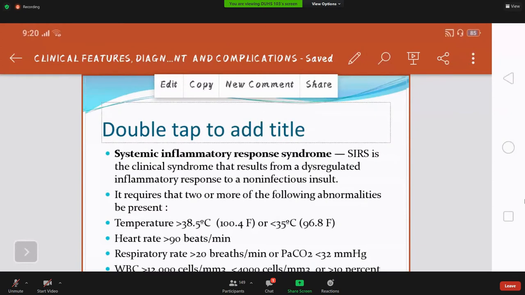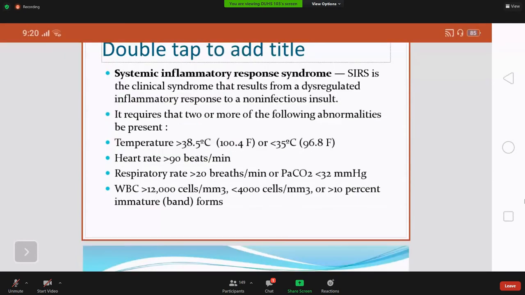Okay. Now, if we have a clinical definition, what exactly is SIRS? SIRS is the systemic inflammatory response syndrome. And what is it? It is a clinical syndrome that results from a dysregulated inflammatory response to a non-infectious insult. In other words, SIRS is the body's immune response to a non-infectious insult, which might be ischemia, pancreatitis, or anything that occurs.